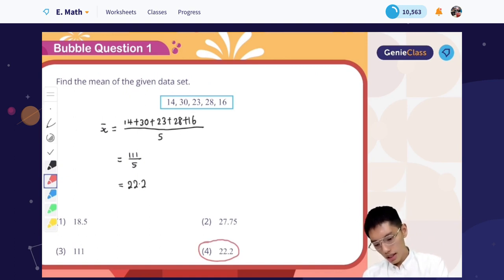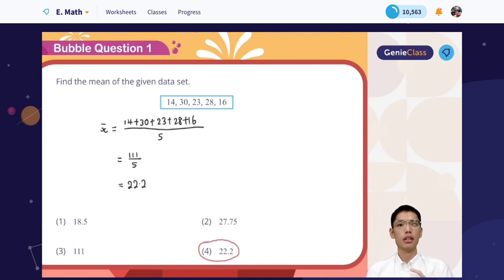Some of you actually answered 18.5 because you calculated wrongly. You divided by 6 instead. Take note, there are 5 values, so the number of values over here is very important.